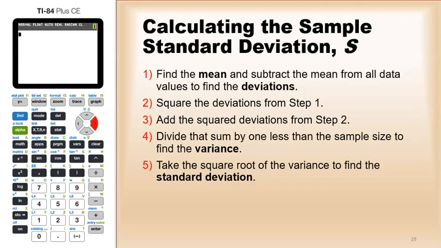To calculate the standard deviation, there are 5 steps. The first step is to take the mean and subtract it from all your data values. That gives you what are called the deviations. After we subtract the mean, then we square everything. Then we add up those squared deviations. Take that sum and divide by 1 less than the sample size to get the variance, and then take the square root. So, a lot of steps there.